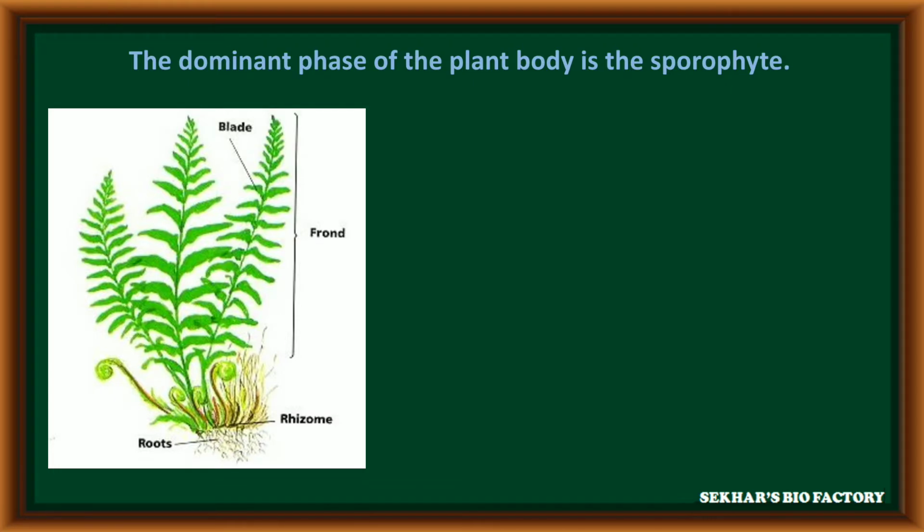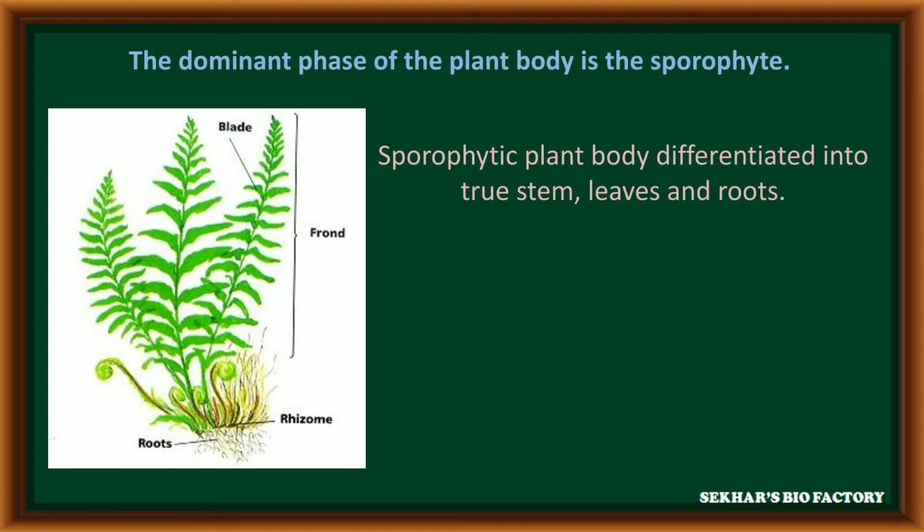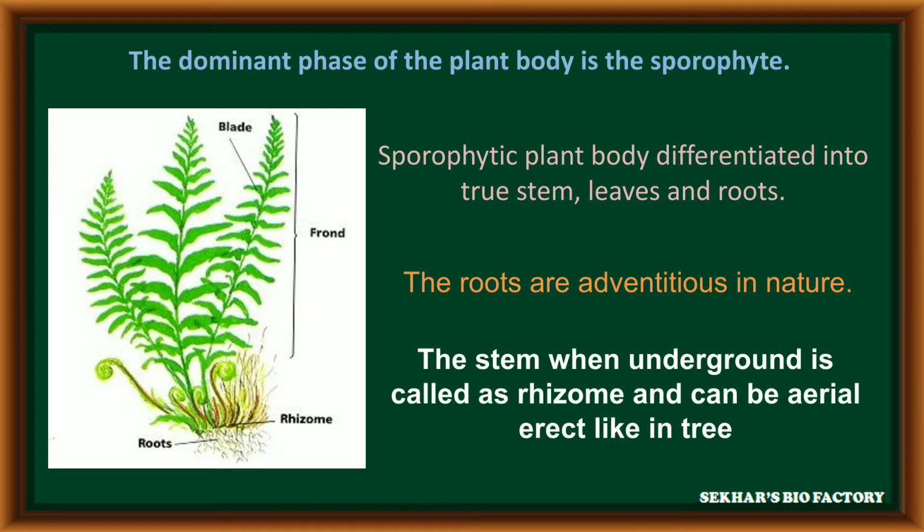The dominant phase of the plant body is a diploid sporophyte. This diploid sporophyte is well differentiated into a true stem, leaves, and roots. In pteridophytes, the roots are adventitious in nature and the stem is underground. It is called a rhizome. But some of the members may have an aerial and erect stem like trees.